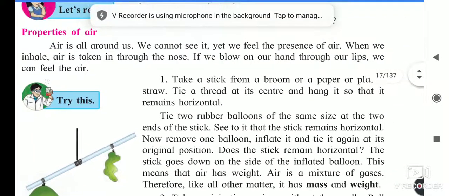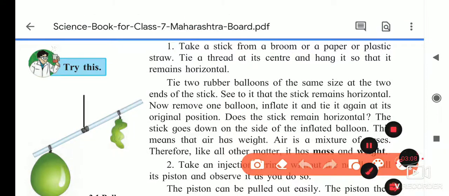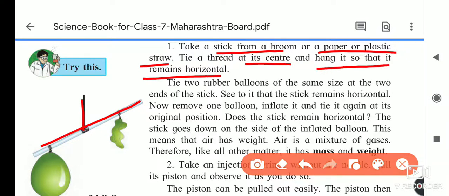Now here is one experiment. Take a stick from a broom, or a paper or plastic straw. This is the straw. Tie a thread at its center, and hang it so that it remains horizontal. Then tie two rubber balloons of the same size at the two ends of the stick. See to it that the stick remains horizontal. Okay, the stick is remaining horizontal.